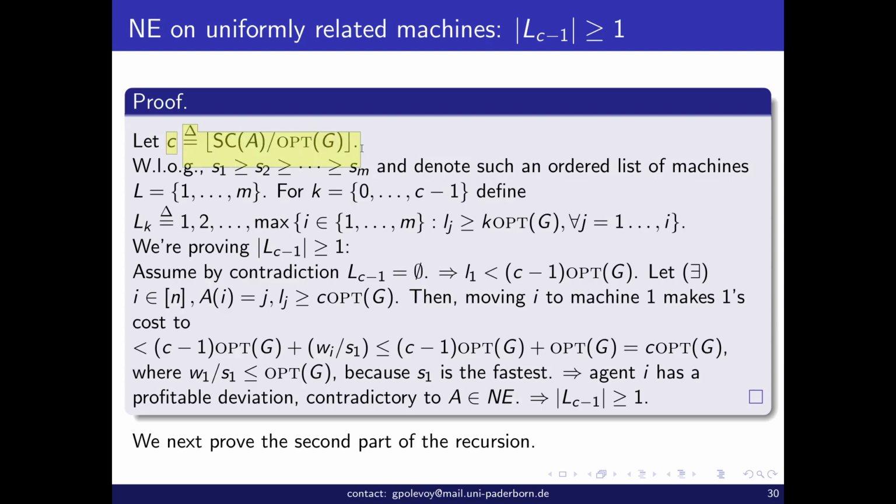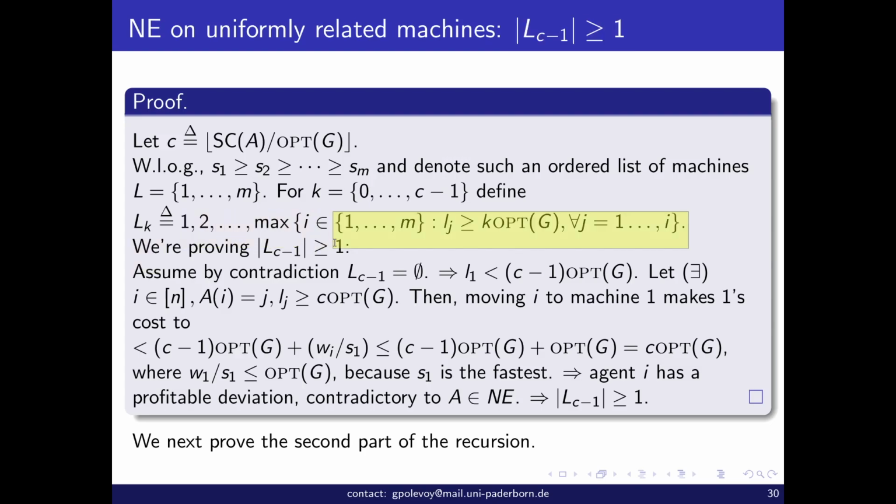So we define the c, which we need to bound. We assume the speeds of the machines are ordered like that, and such an ordered set of machines is denoted by L. Then for any k between 0 and c minus 1, we define a prefix Lk of L to be the largest possible prefix such that all the machines there, under the assignment, have a load of at least k times optimum. And now we need to prove the recursive formula. The first thing is the basis. So the size of Lc minus 1 is at least 1. That's what we are proving.